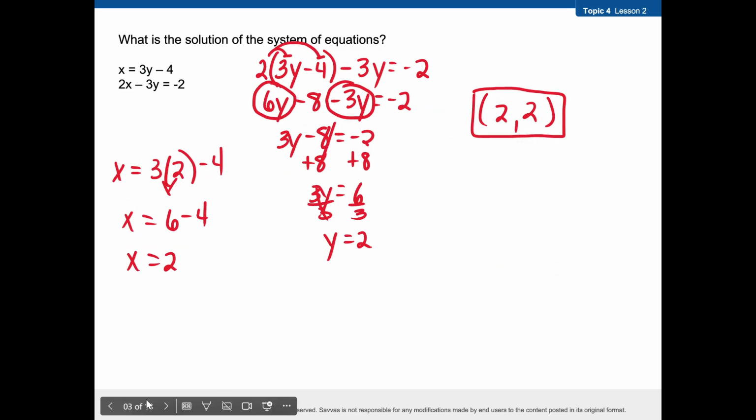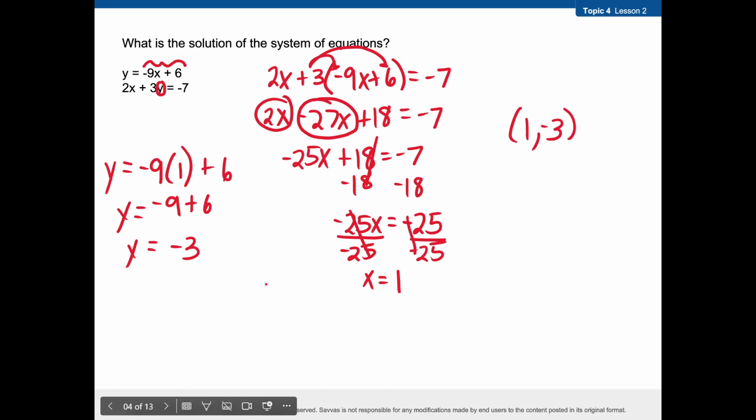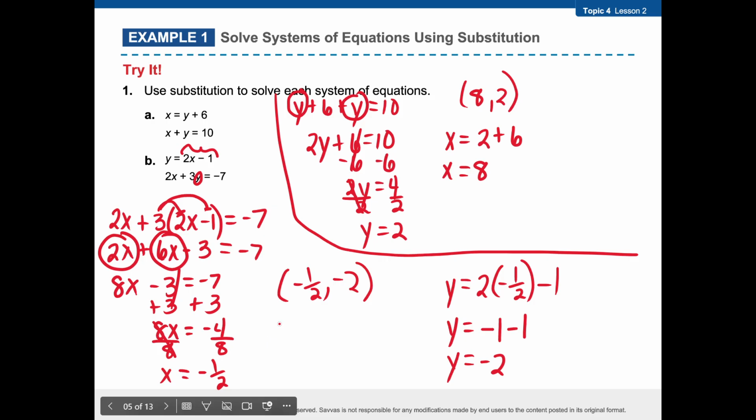If you were to have graphed any one of these, they would have intersected at 2, 2. This would have intersected at 1, negative 3. This would have intersected at 8, 2, and negative 1/2, negative 2. So these are all one solutions.